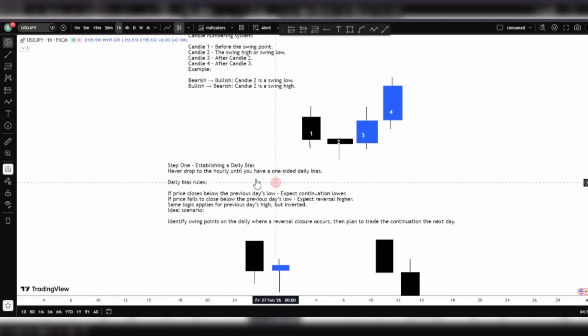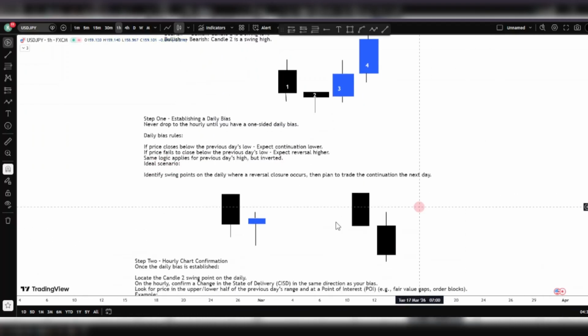So the opposite is true if price closes above the previous day high, we expect continuation higher. And if price fails to close above the previous day high, we expect a reversal lower. Yeah, so this is just an example, an ideal scenario.